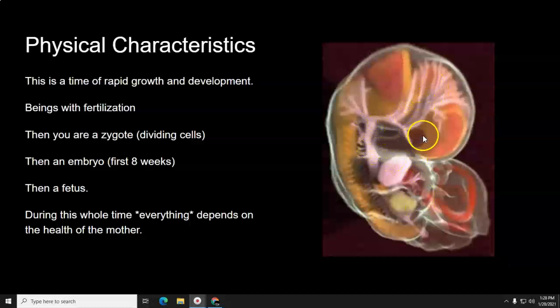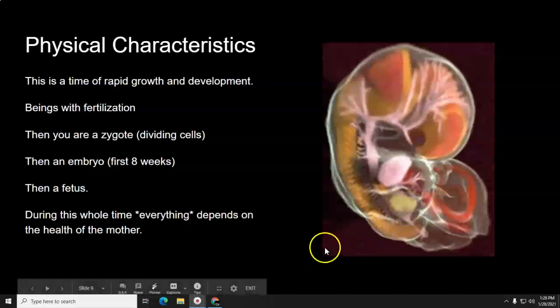That dark mass is where the eye will eventually develop. This kind of fan of pink and orange and yellow up here at the top will eventually turn into a brain, but it's not a brain yet. This is a heart, and this is like the liver, kidney kind of thing happening, and the red is the intestines happening. You have just the very beginnings of systems and organs. You look like this.